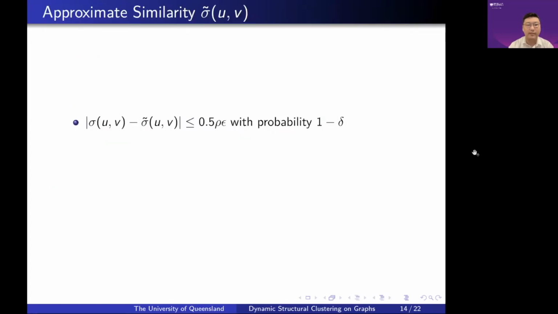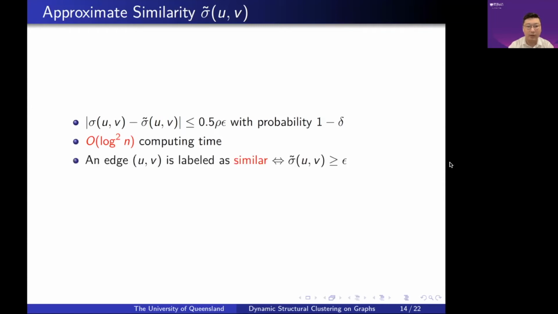For the approximate similarity, tilde sigma UV, we can compute it with bounded error 0.5 times rho epsilon with probability 1 minus theta in O(log n to the power of 2) time. And under this approximate similarity, an edge UV is labeled as similar if and only if tilde sigma UV is no smaller than epsilon. Although we have the rho-approximate notion, the problem is far from solved here.